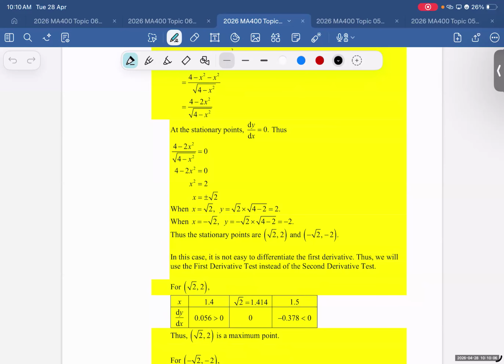If it's 0, it's inconclusive. If it's 0, then you have to use the first derivative, because when it's 0, it doesn't tell you enough. At an inflection, the second derivative will show 0. But second derivative 0 doesn't mean it's an inflection.